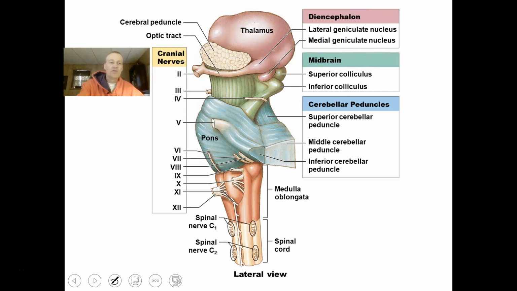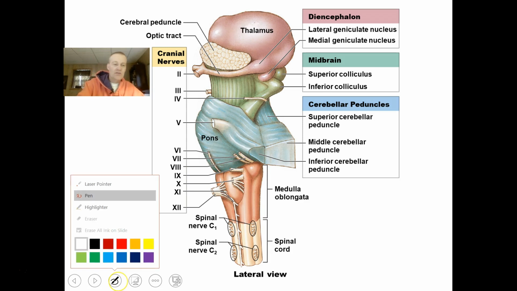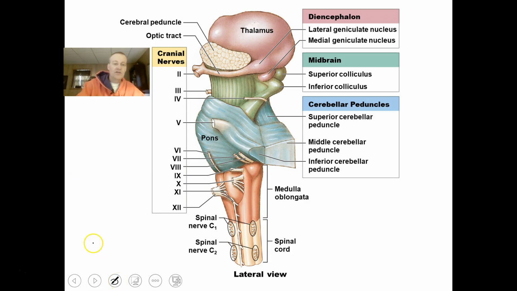Just showing you a couple of pictures in relation to parts that you've already learned. If we take a look at this lateral view of the diencephalon and the brainstem, you can see the various cranial nerves. Not all of them are here, but you can see where they're coming out, and from a lateral view, where they come out or enter into various brain tissues.